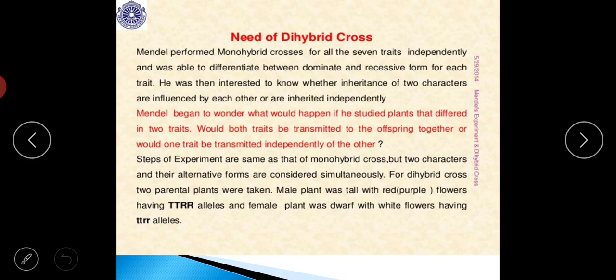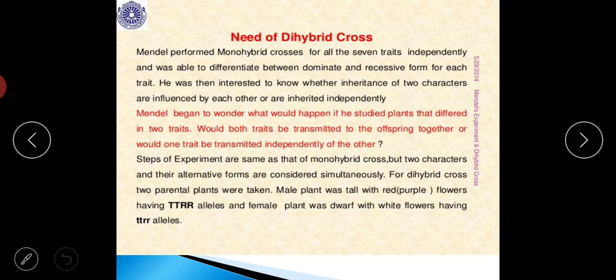Need of dihybrid cross. Mendel performed monohybrid crosses for all the 7 traits independently and was able to differentiate between dominant and recessive forms for each trait. He was then interested to know whether inheritance of two characters is influenced by each other or they are inherited independently. Mendel began to wonder what would happen if he studied plants that differed in two traits. Would both traits be transmitted to the offspring together, or would only one trait be transmitted independently of the other?